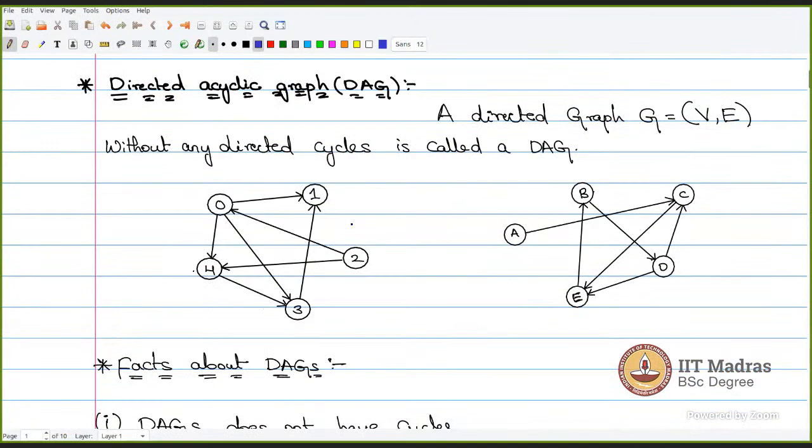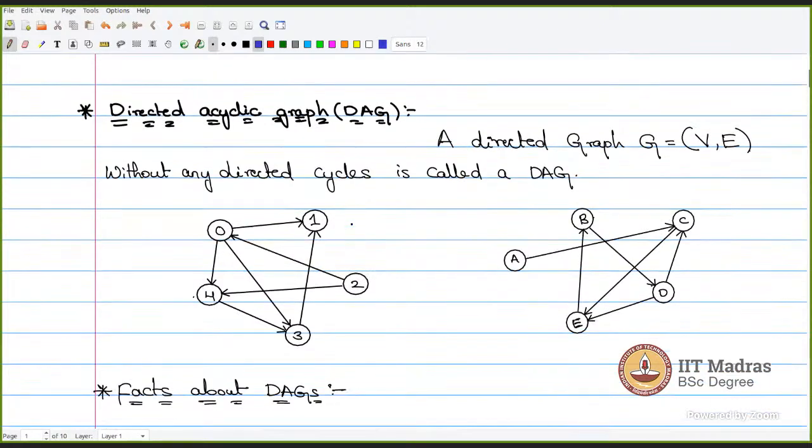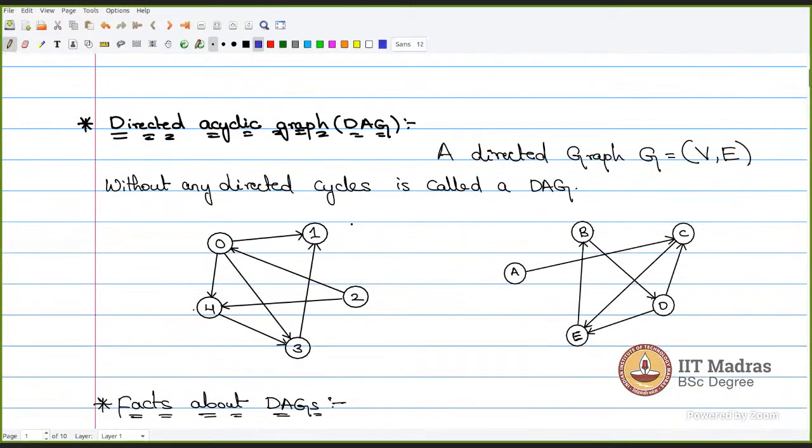Let us go slightly back to week 10, where we require DAGs again. So let me define what a DAG is. From the name itself, we can see the graph should be a directed graph G, which contains some set of vertices and a set of edges without any directed cycles. If my directed graph doesn't contain any cycles, that particular graph is called a DAG, which is a directed acyclic graph.